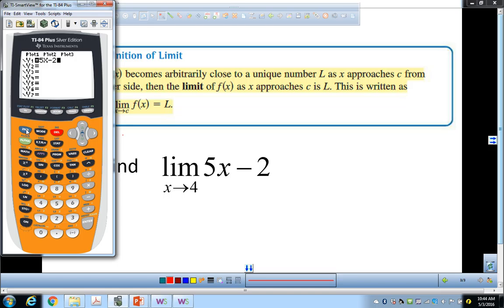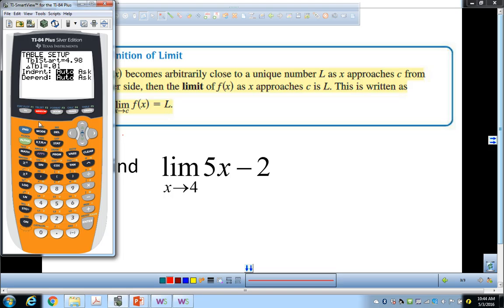Someone asked me before, how do you know what number you start the table at? Sarah, did you ask me that? Who asked me that? I did. Okay, so now you know. What number do I want to get close to? 4. What's a number that is close to 4 to the left of 4?